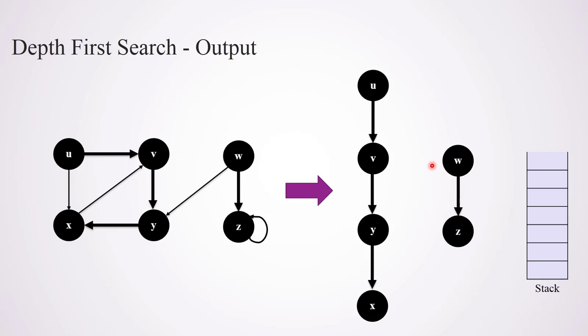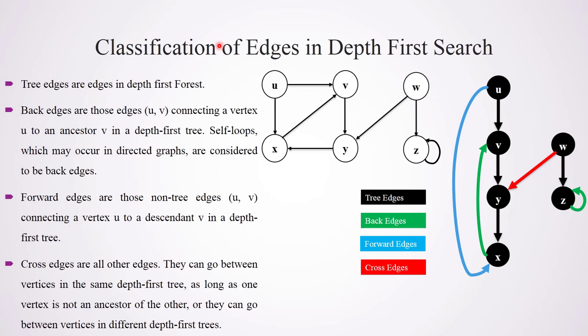After that two more unvisited vertices were there in the DFS. So we started from W. From W we visited Z. So here we got two trees, two depth first trees. The two trees together we call a depth first forest. So next is classification of edges in depth first search.